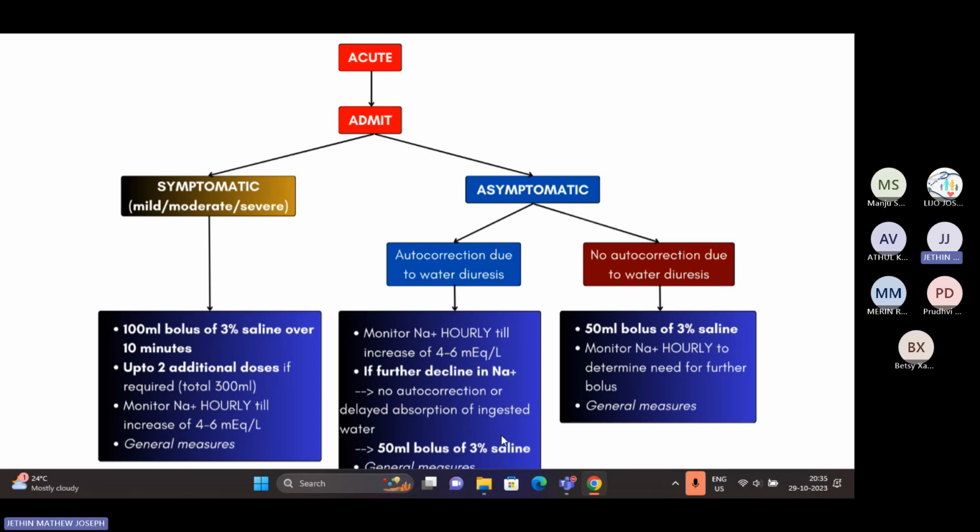So in this case, you want to go ahead and give a 50 ml bolus of 3% saline, and obviously follow general measures. And if there is no autocorrection due to water diuresis, as I mentioned here, 50 ml bolus of 3% saline, monitor sodium hourly to determine the need for further bolus and general measures.